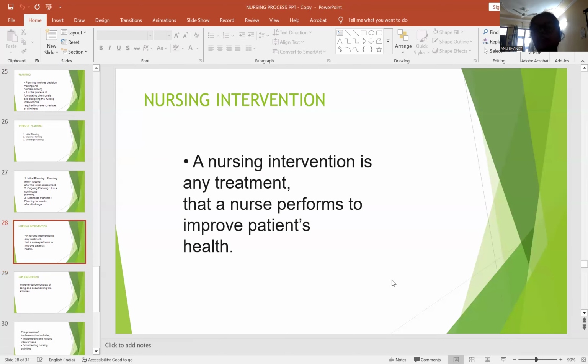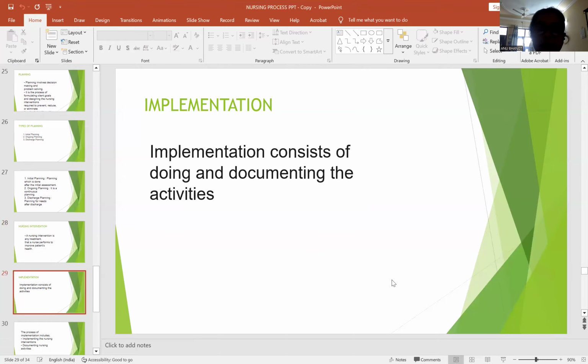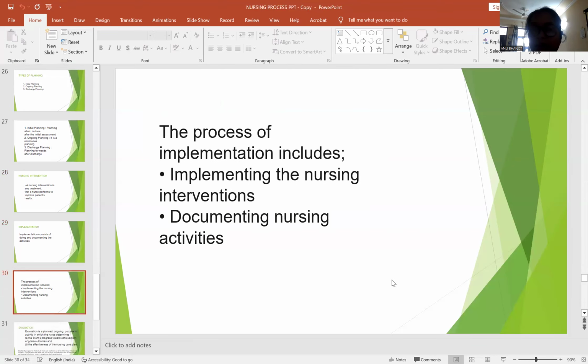Next one is the nursing intervention. That is very important, because it is what we actually have to do. Nursing intervention is any treatment that a nurse performs to improve the patient's health. Implementation consists of doing and documenting the activities.